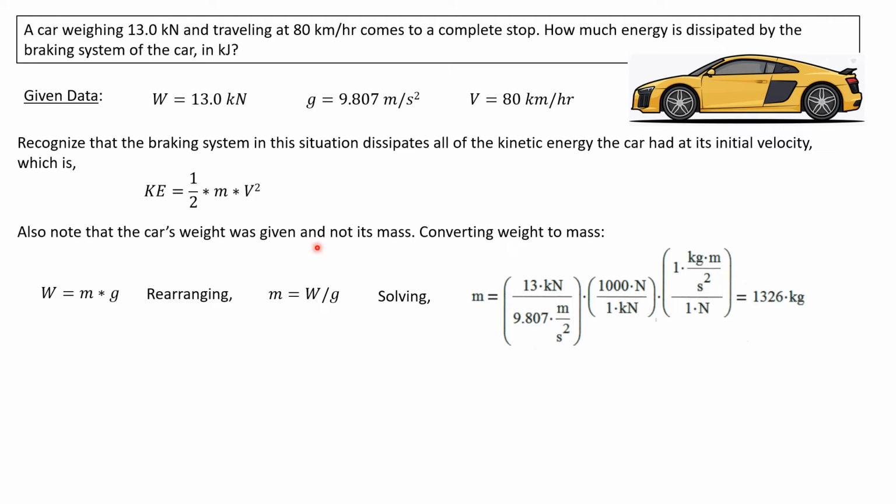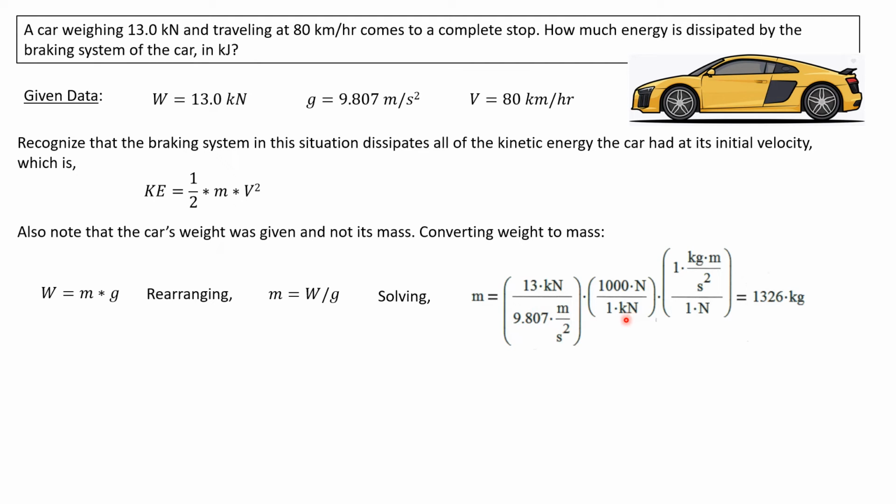Now we were given the car's weight, not the car's mass, so we're going to have to find the mass. Well, weight is just mass times the acceleration of gravity, and so if we can rearrange that, we have mass as weight divided by the acceleration of gravity. So we have a weight of 13 kilonewtons. The acceleration of gravity is 9.807 meters per second squared.